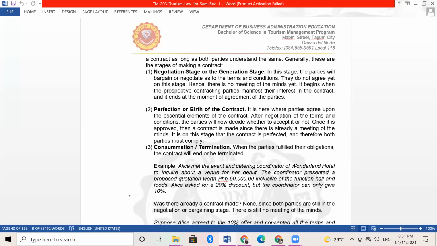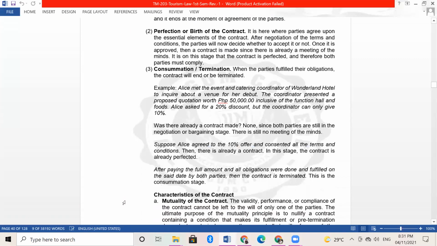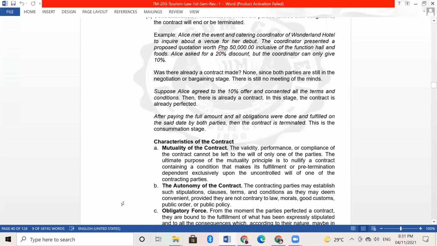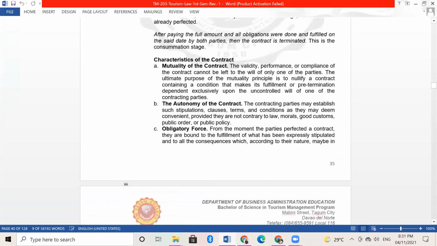Supposedly, Alice agreed to the 10% offer and consented to all the terms and conditions. So then there is already a contract. So in that stage, the contract is already perfected. After paying the full amount and the obligations were done and fulfilled on the said date by both parties, then the contract is terminated, and this is the consummation stage. So that will be the consummation stage.